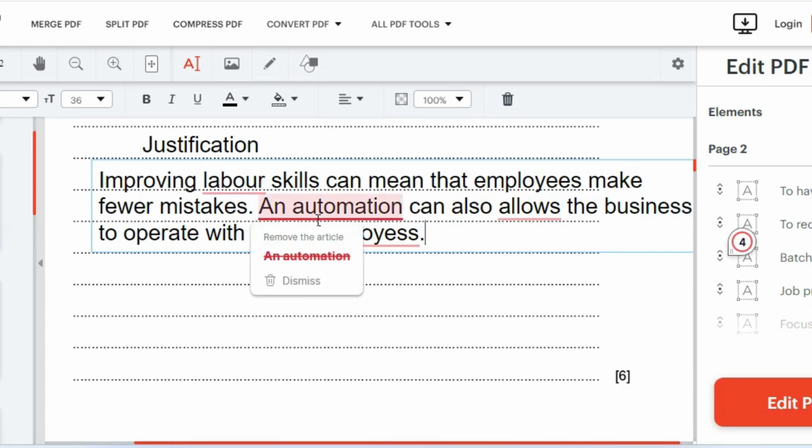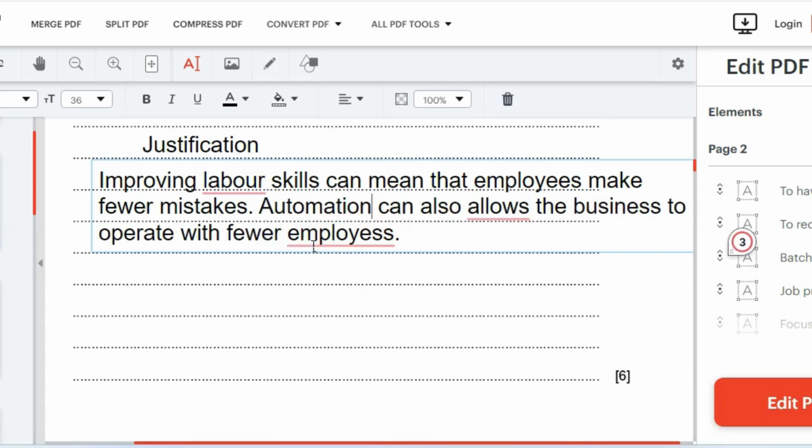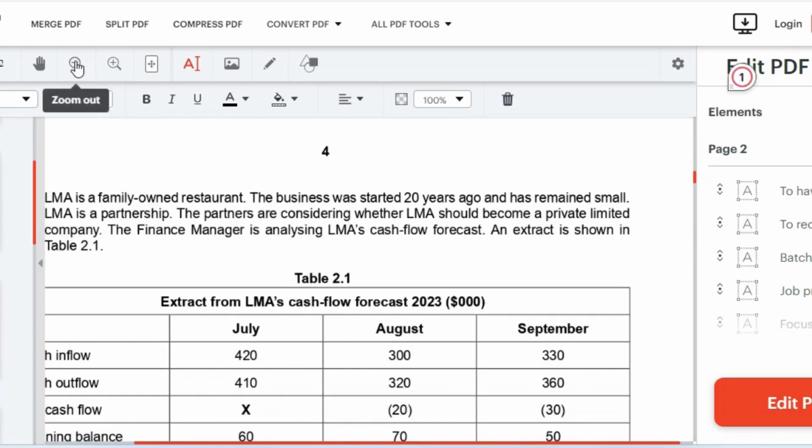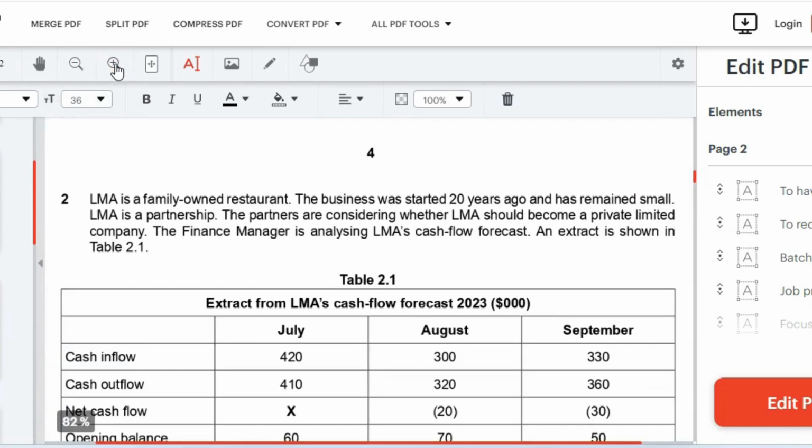Now let us move to the next question. That is question 2A, where we have the LMA company. LMA is a family-owned restaurant. The business was started 20 years ago and has remained small. LMA is a partnership. The partners are considering whether LMA should become a private limited company.